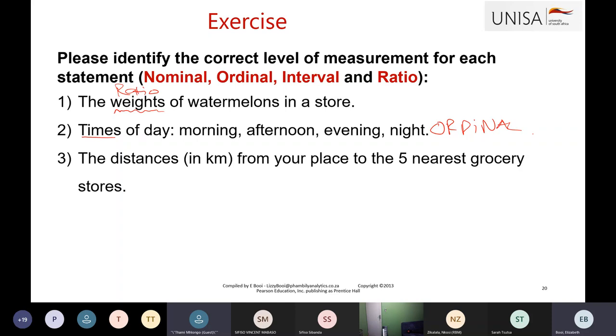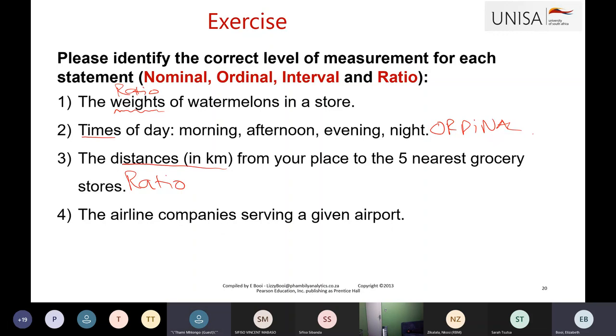Distance from your place to the five nearest stores. It's a ratio. Distance? It's a ratio. Because if you moved 0 kilometers, it means you haven't moved to any of those five grocery stores.